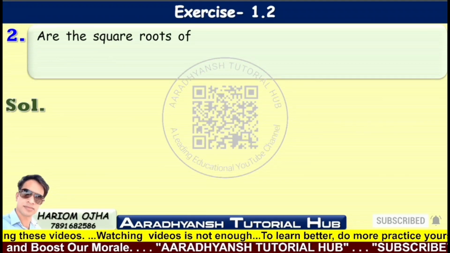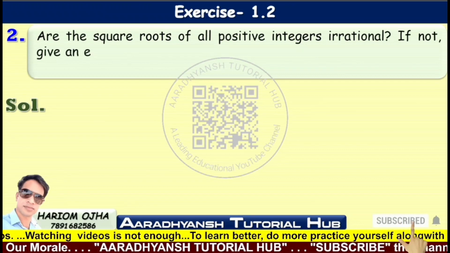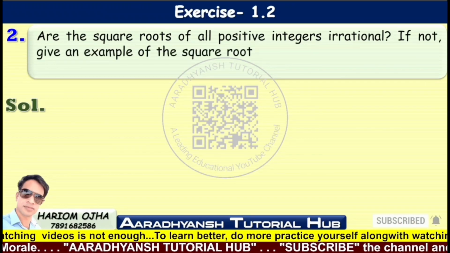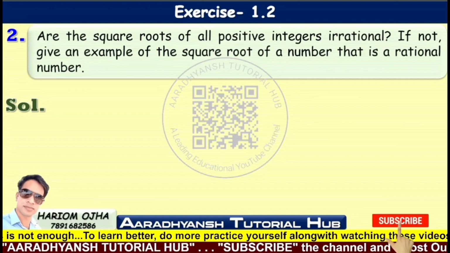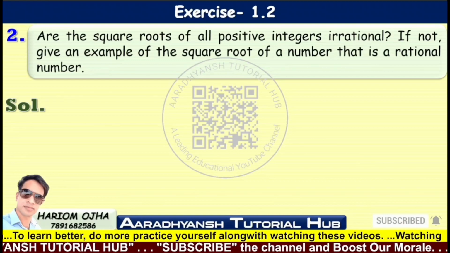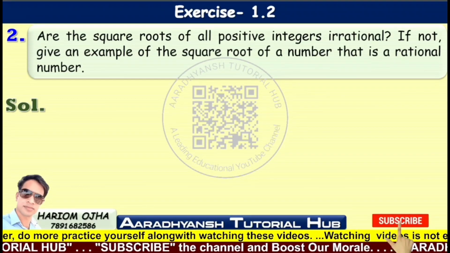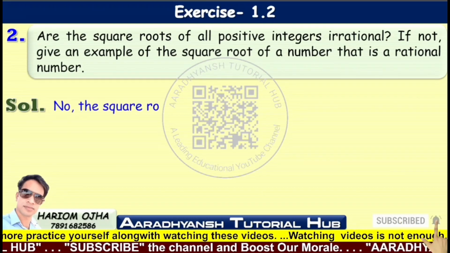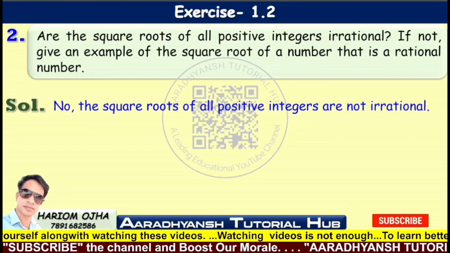Second question is, are the square roots of all the positive integers irrational? If not, give an example of the square root of a number that is a rational number. So students, square roots of all positive numbers are not irrational. It may be rational. So we can say no, the square roots of all positive integers are not irrational.